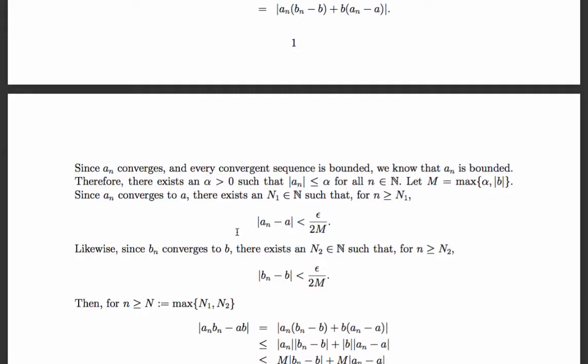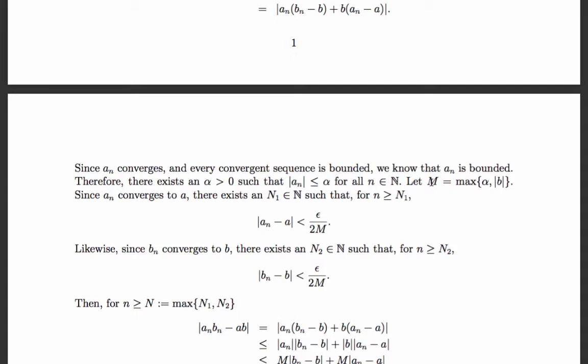Now, since A_n converges to A, there exists a natural number, let's call it N1, for which if little n is greater than or equal to N1, I'm guaranteed that the absolute value of A_n minus A is less than epsilon divided by 2M. Remember, I can make it less than anything I want so long as it's a positive number, and epsilon divided by 2M is a positive number.